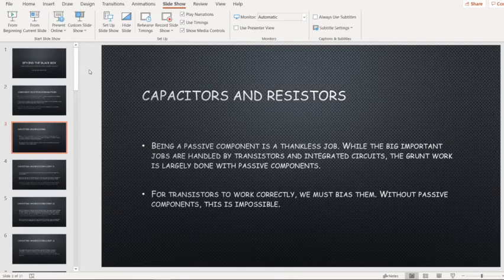So being a passive component is a thankless job. While the big important work is handled by transistors and integrated circuits, the grunt work is largely done with capacitive components. And what I mean by that is that, like, if you have a transistor, you need capacitors and resistors to set its operating point. Otherwise, it's not going to work in a specific, predictable way.